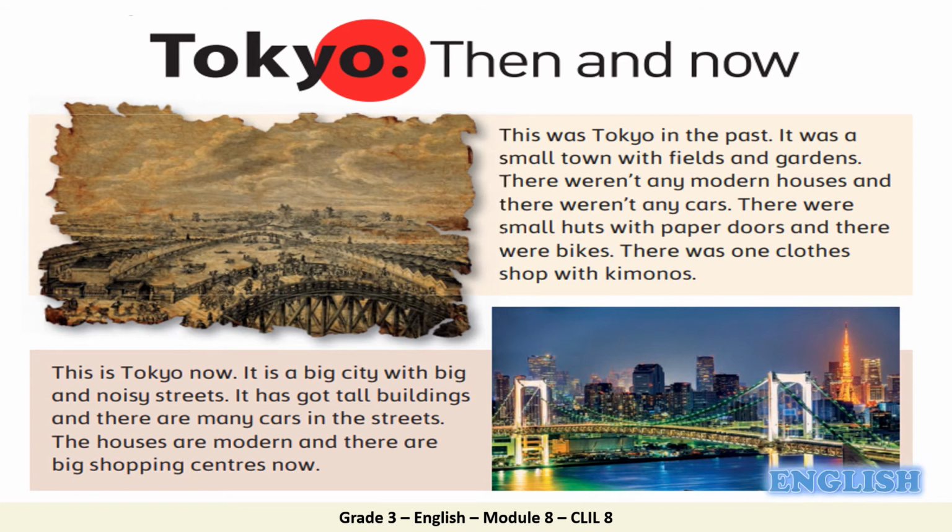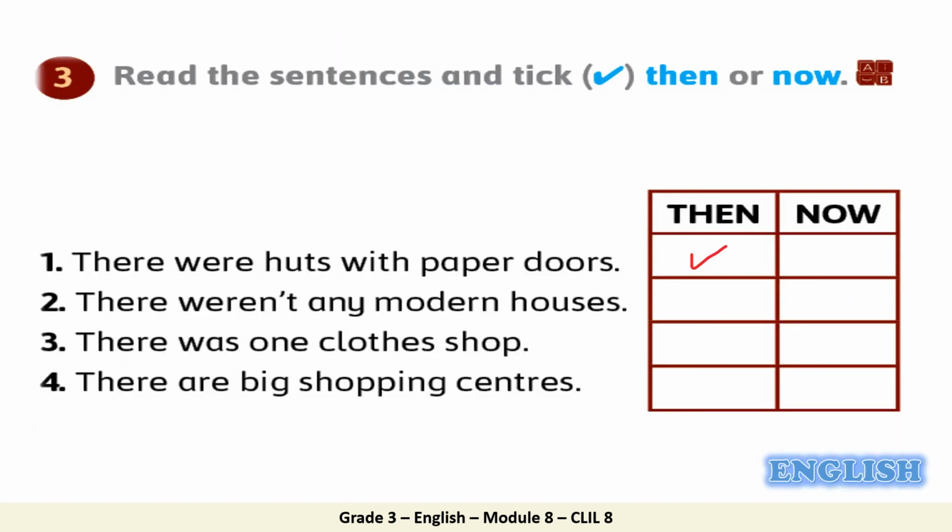As we know, don't you ever answer from what you remember. We have to go back to the text to find our answer. So let's read again. There were small huts with paper doors. In which part of the text? Tokyo in the past. So, is it then or now? Then. Good job. Now pause the video and do 2, 3, and 4 alone. Remember to highlight or underline your answers.